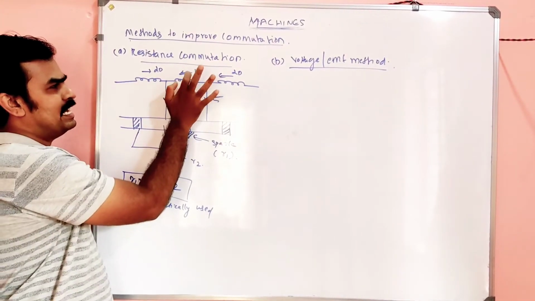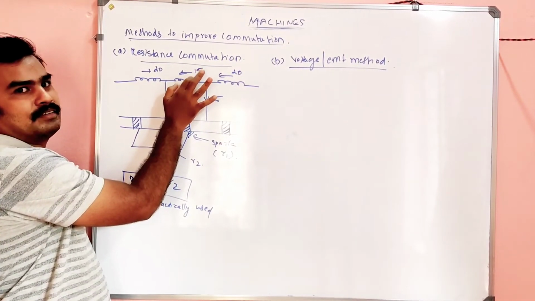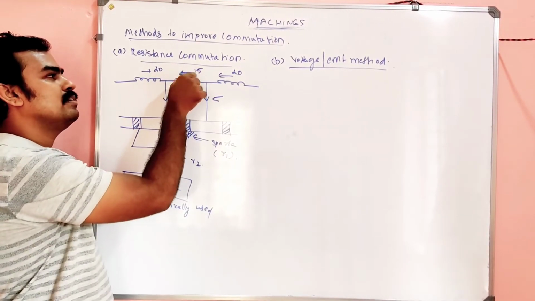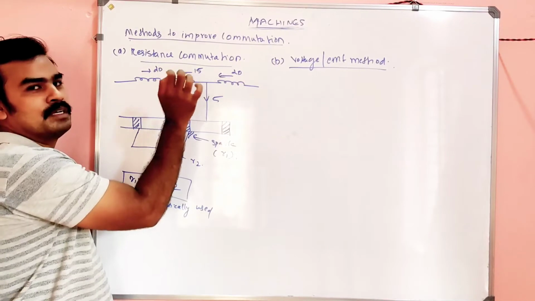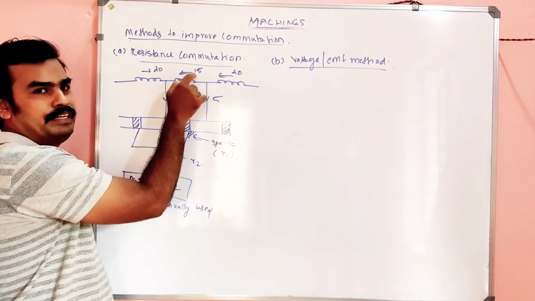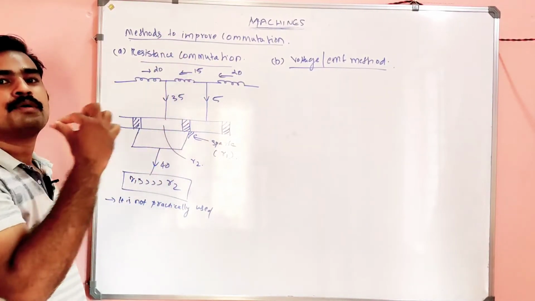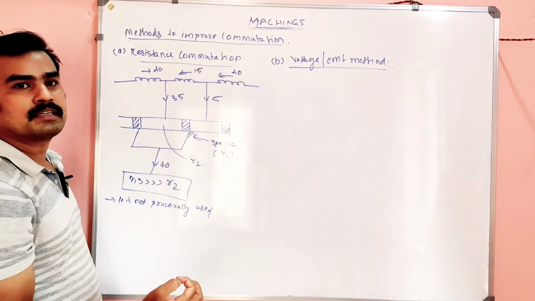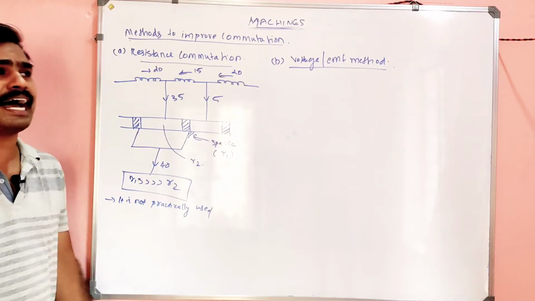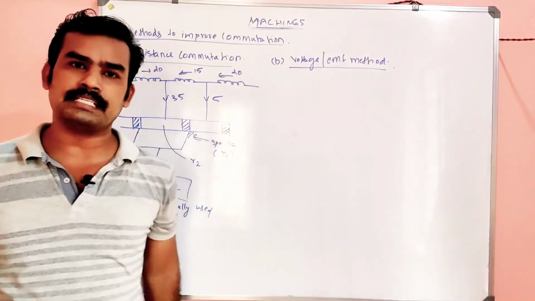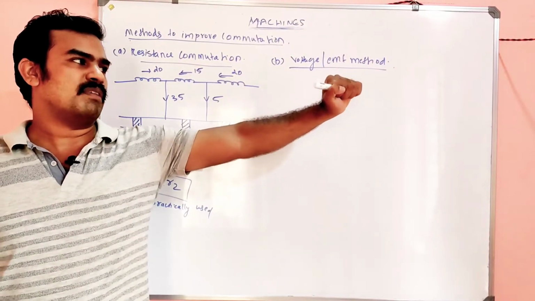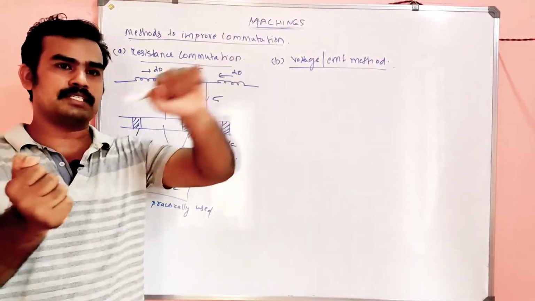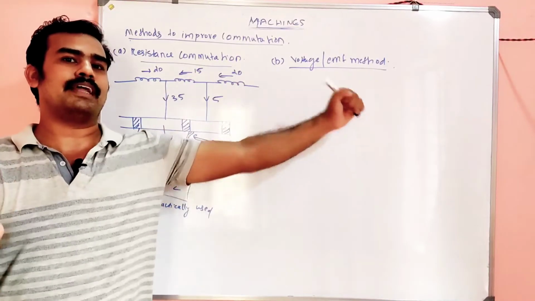See, the current here is supposed to be 20. Am I correct? But there is a current of only 15. That means there is a dip of 5 ampere. Why does this dip of 5 ampere happen, my dears? Due to the reactance voltage, because that voltage is opposing the original voltage. If nothing were there, the current could easily flow like this.